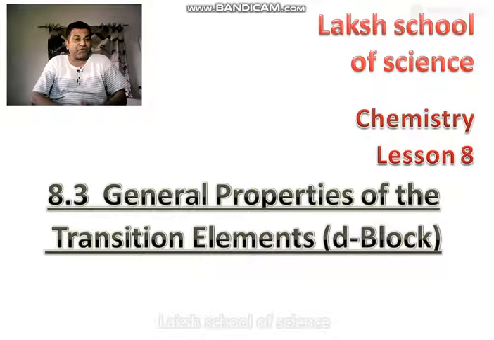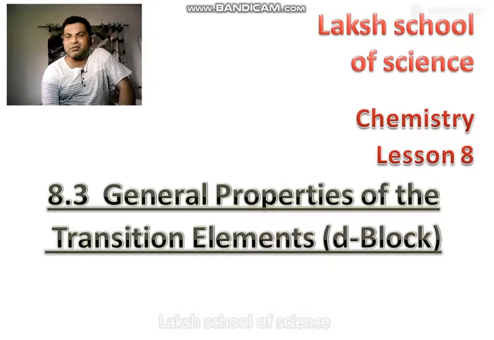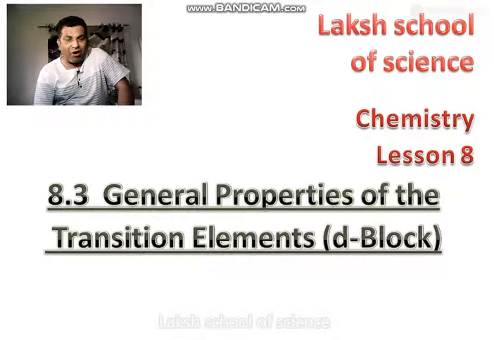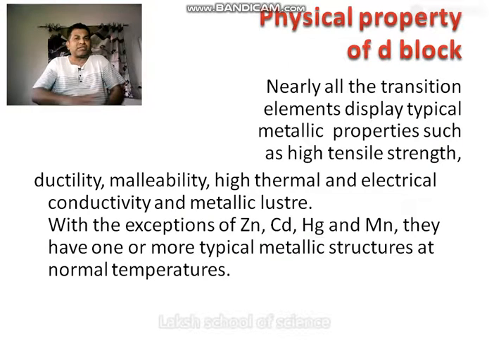We are going to talk about the topic 8.3, general properties of the transition elements, the d block. Okay, so what does general properties mean? It covers physical properties, radius, size, ionization, so many things we are going to talk about. Remember, the d block elements are generally metals, and what metals can do, that we are going to study. So, physical properties of the d block.